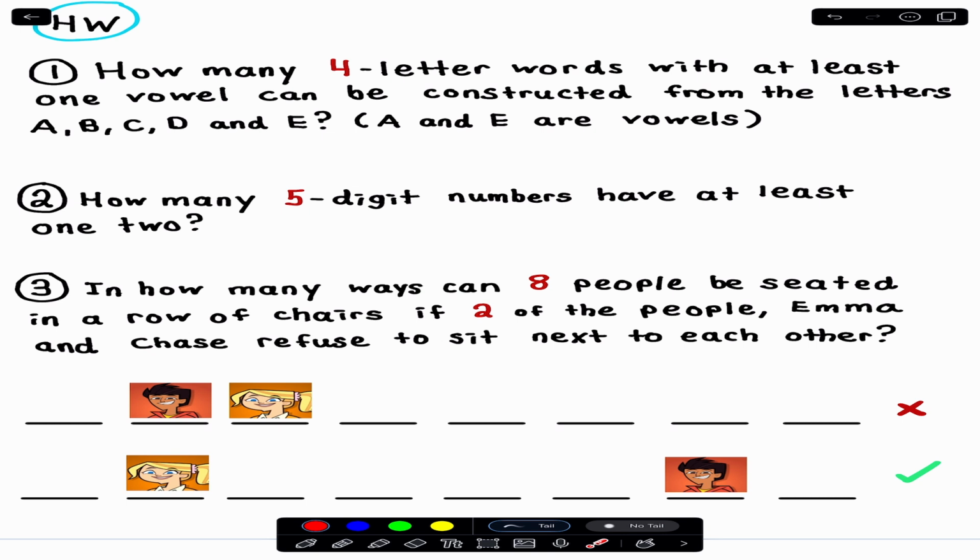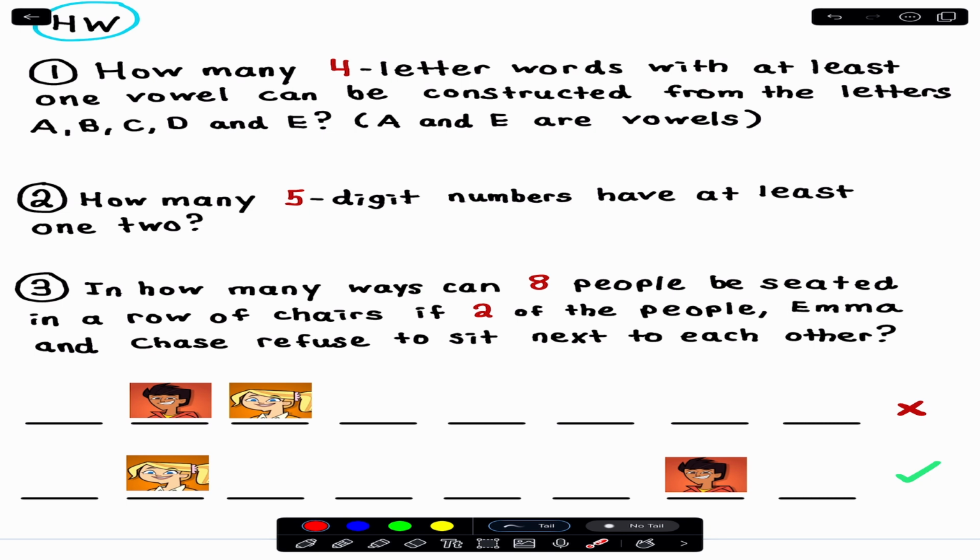And question number 3 asks, in how many ways can 8 people be seated in a row of chairs if 2 of the people, Emma and Chase, refuse to sit next to each other? So I've given a valid seating arrangement over here and an invalid seating arrangement over here, because over here they're sitting next to each other. That's not allowed. Over here they're far apart, which is good.